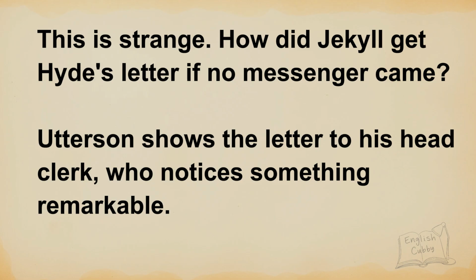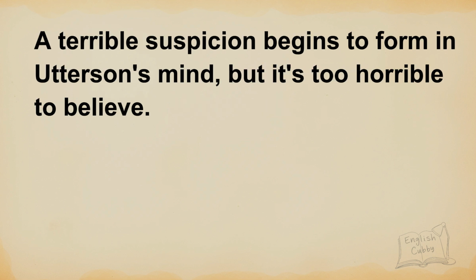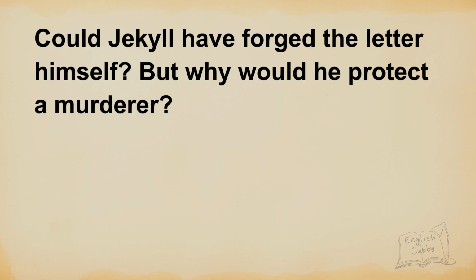Utterson shows the letter to his head clerk, who notices something remarkable. The handwriting in Hyde's letter is very similar to Jekyll's handwriting, just slanted differently. A terrible suspicion begins to form in Utterson's mind, but it's too horrible to believe. Could Jekyll have forged the letter himself? But why would he protect a murderer?